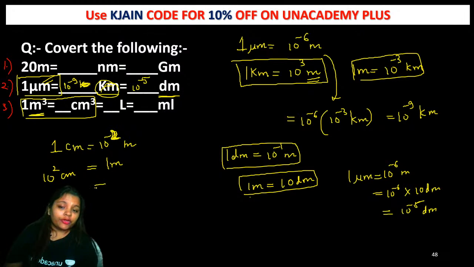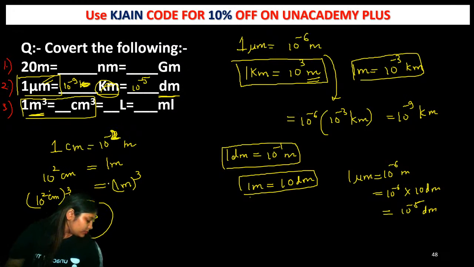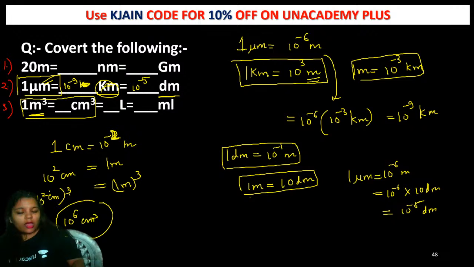Now how will 1 meter cube be? 1 meter cube will be equal to 10 to the 2 centimeter cube, and that comes out to be 10 to the 6 centimeter cube. 2 multiplied by 3, that is 6. 10 to the 6 centimeter cube. I think this is not visible to you because I'm coming over here, so I'm going like this. I think that is visible now. So we have 10 raised to power 6 over here.